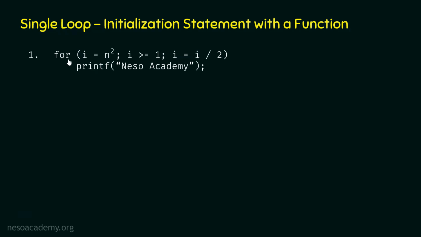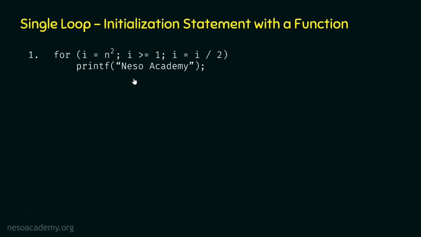We can observe in this for loop the initialization statement is I equal to n square. This means in the initialization statement, we have a function and the function is n square. This is the polynomial function. Now we need to determine the time complexity of this loop.